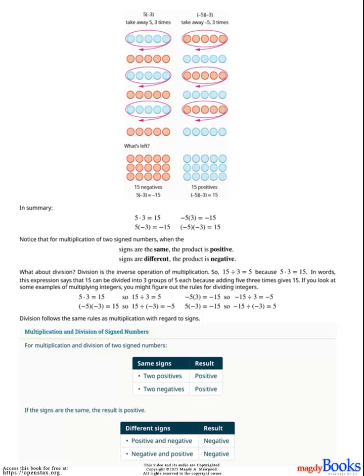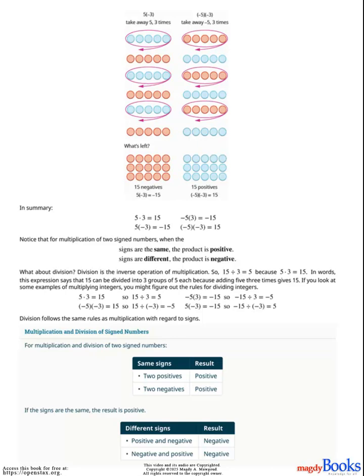In summary, 5 dot 3 equals 15. 5 times negative 3 equals negative 15. Negative 5 times 3 equals negative 15. Negative 5 multiplied by negative 3 equals 15. Notice that for multiplication of two signed numbers, when the signs are the same, the product is positive. When the signs are different, the product is negative.